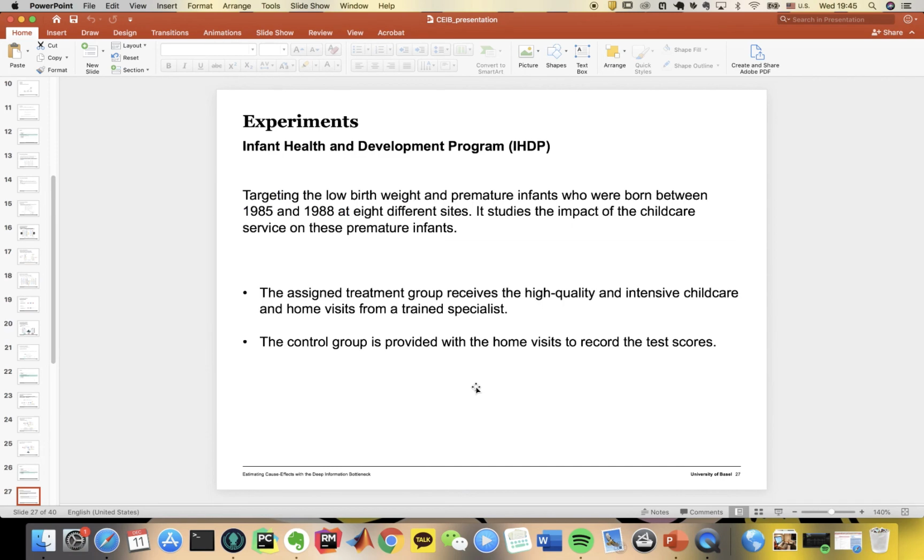For the experiment, we have the dataset called the Infant Health and Development Program, IHDP for short, which is a real dataset usually used for evaluating causal inference. This dataset targets low birth weight and premature infants, and basically studies the impact of child care services on these premature infants. The data is collected from the mothers and also from the babies, and all the people are separated into two groups. One group is treated, which means we offer intensive child care and record the test scores from this group, and another is the control group, where we don't offer this child care service but only collect the test scores.